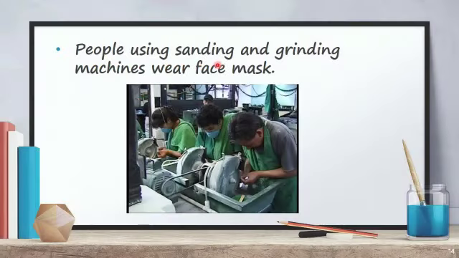Similarly, people who use sanding and grinding machines wear face masks. And why face masks? To filter out the dust from the air they breathe in. So it is compulsory to wear masks when you are working at some places where it is necessary to wear them.